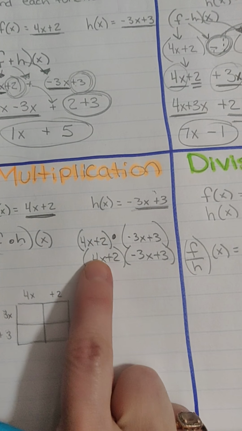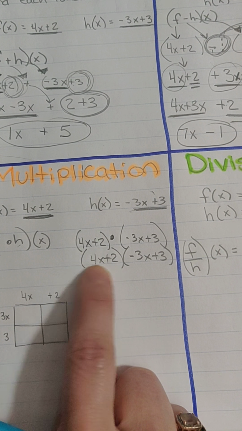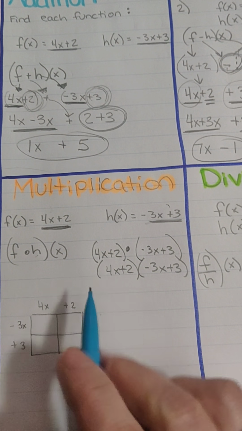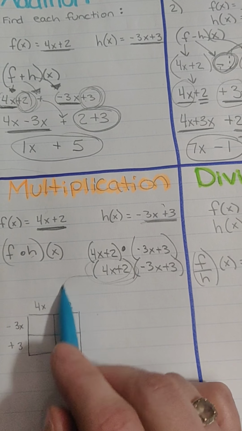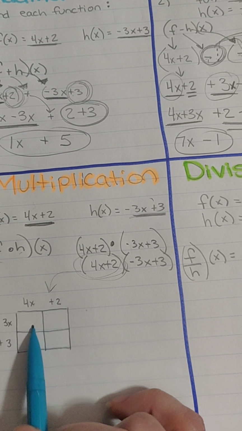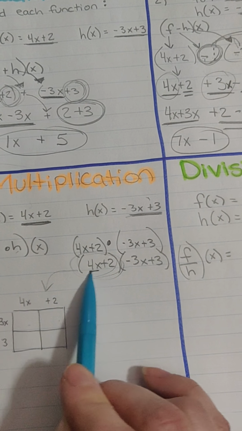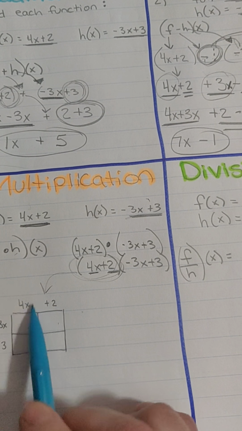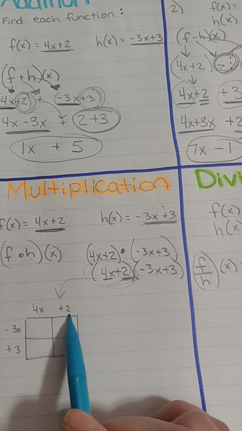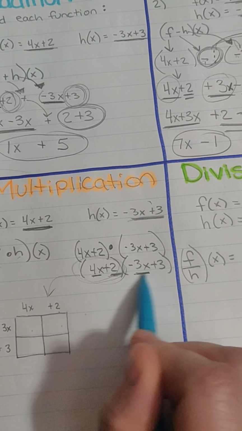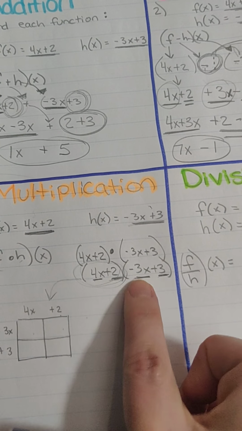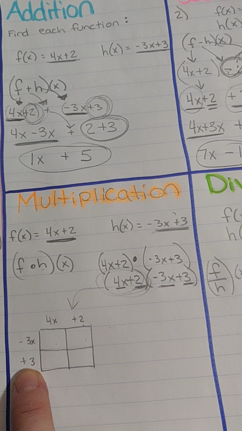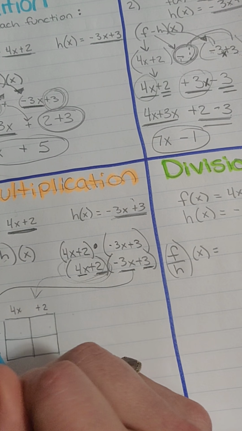So I usually take the first one, the 4x plus 2, and I put it on top. It's okay if you put it on the side. Doesn't matter which one comes first. I just always take that first set of parentheses and I put it on top. So I have a 4x here and a 2 here. We've got two terms here, 4x and positive 2. 4x goes above the first box, and my positive 2 goes above the second box. Negative 3x and 3, I've got two terms here. Negative 3x goes here, and positive 3 goes here. Hopefully, again, that's just a review for you guys.